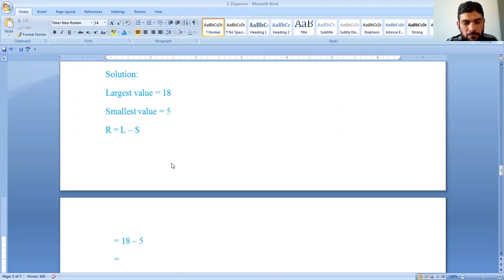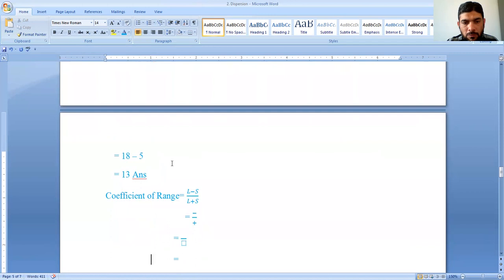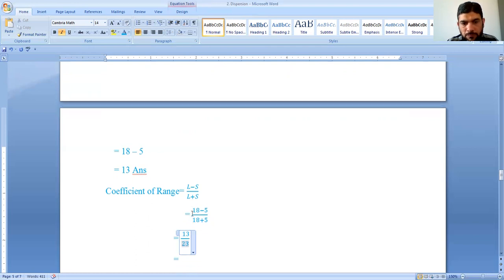The formula is L minus S, that is 18 minus 5, which gives 13 as the answer. Now we have to take the coefficient, that is 18 minus 5 upon 18 plus 5, that is 13 upon 23. 13 divided by 23 will be 0.565. 0.565 is the answer.